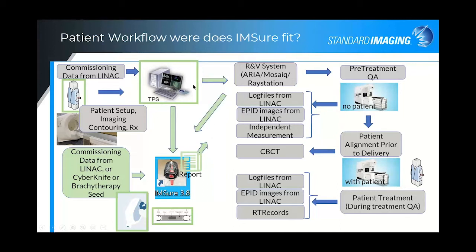Now, if, for example, you send your plan from the TPS system onto your record and verify system, that extra handshake along the system is checked. And then rather than exporting directly from the TPS, you can export from the R&V system. So that extends the area of the workflow covered a bit further. And you can see the QA just covers a certain area of the delivery workflow, but you can extend it.